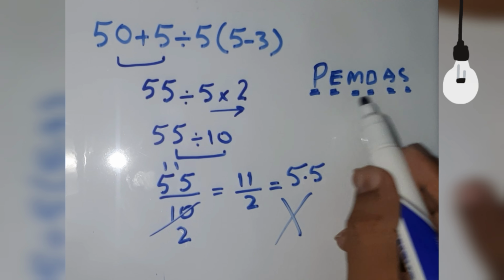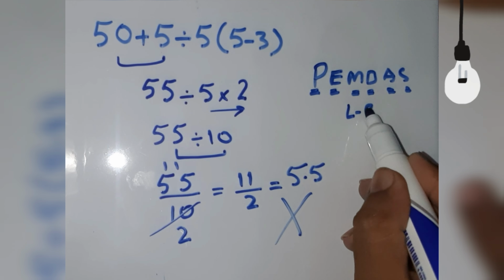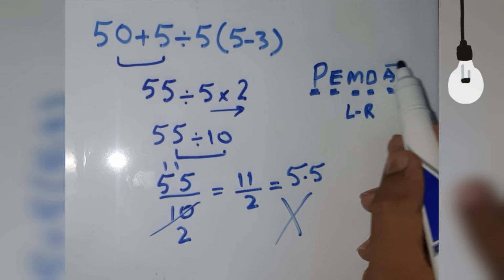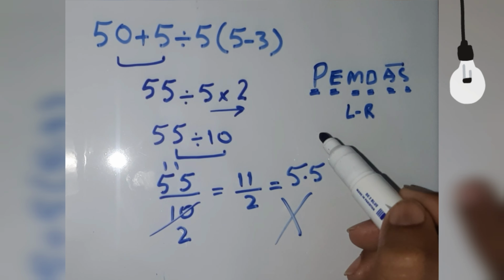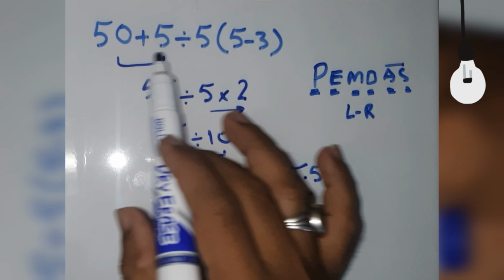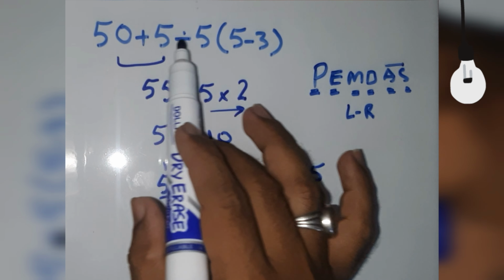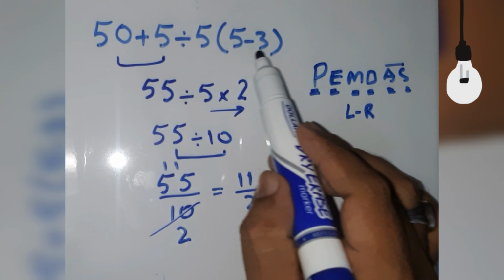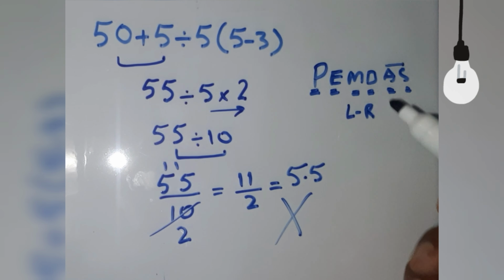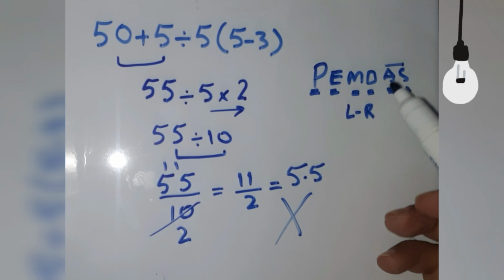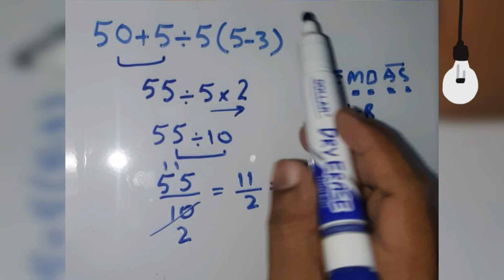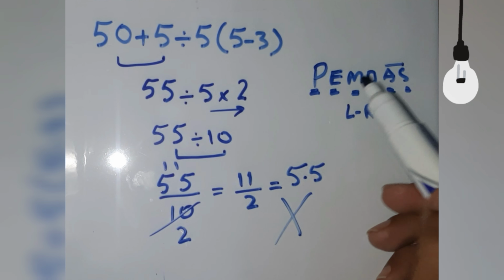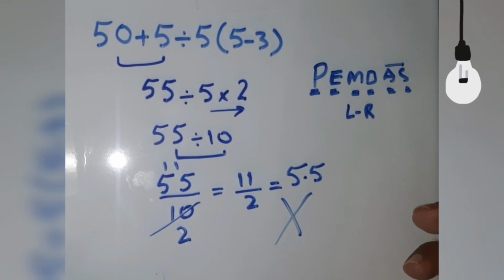It means always work from left to right. Same rule applies to addition and subtraction, work from left to right. In this expression, one is addition, division, here is multiplication, then parenthesis, inside the parenthesis subtraction. So according to PEMDAS rule, first we do parenthesis, then exponent, multiplication, division, then addition and subtraction.